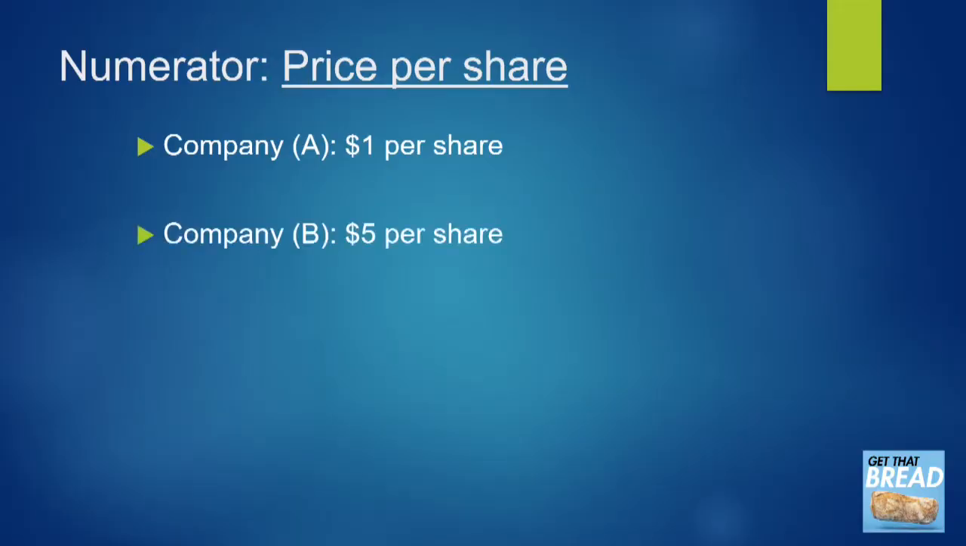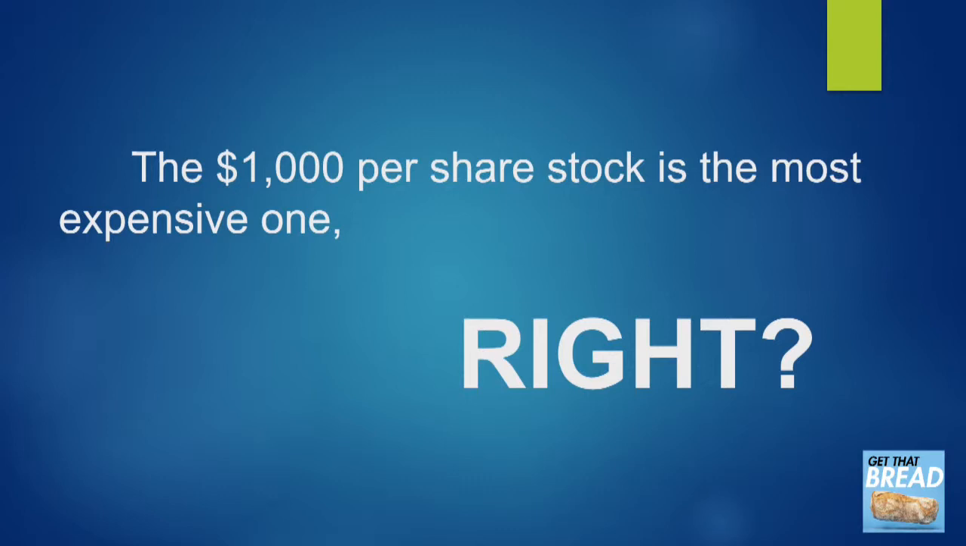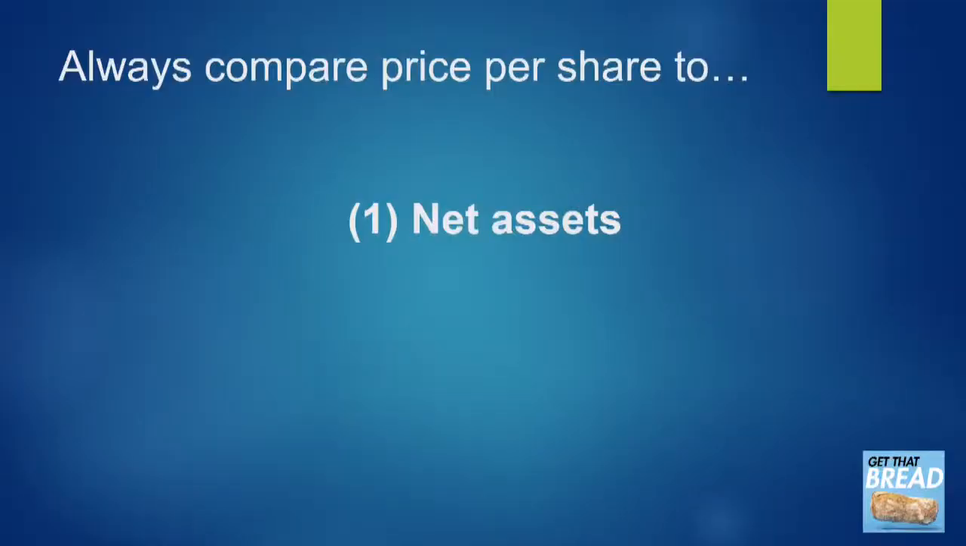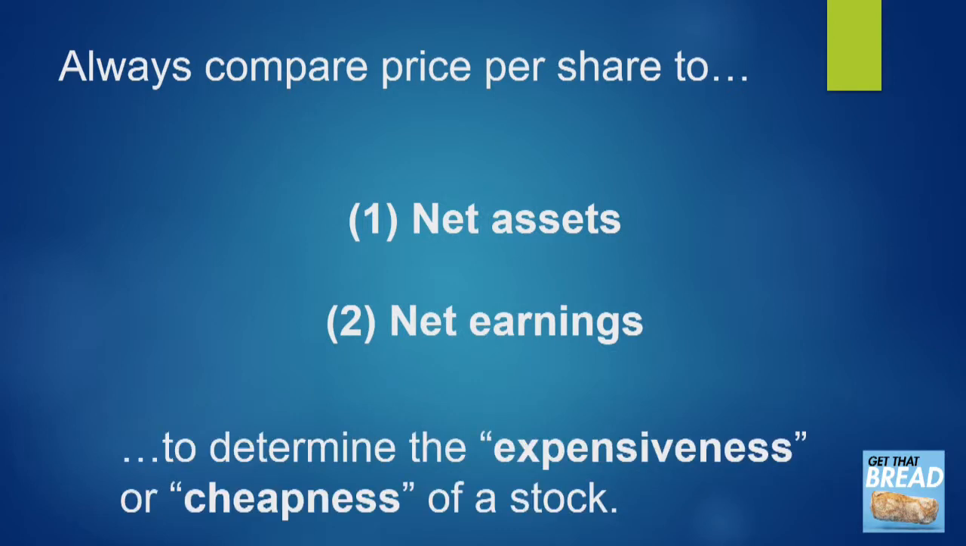Oftentimes, a lot of people have come to me and asked, okay, I see a stock in my sights. It's $1 per share. One is $5 per share, and I see another one that's $1,000 per share. Now, is the $1,000 one, that's obviously the most expensive one? That's very expensive and pricey, right? Well, no, not really, because price alone is never indicative of the expensiveness or the cheapness of a particular stock or company. What you have to understand is you have to always compare the price relative to the net assets of the business or the net earnings of the business in order to dictate, okay, is this expensive or is this cheap?